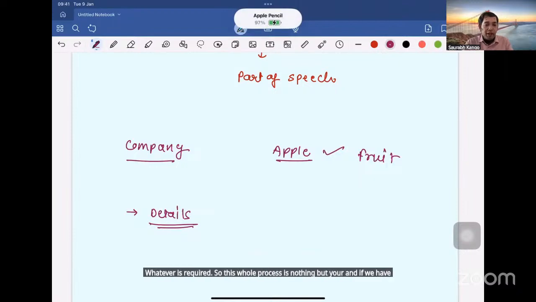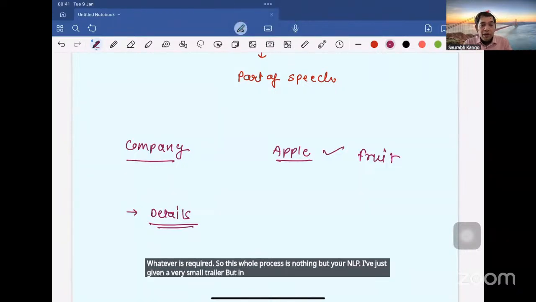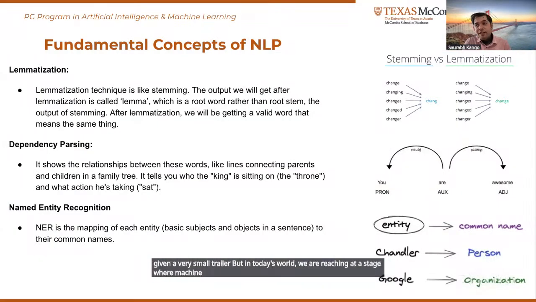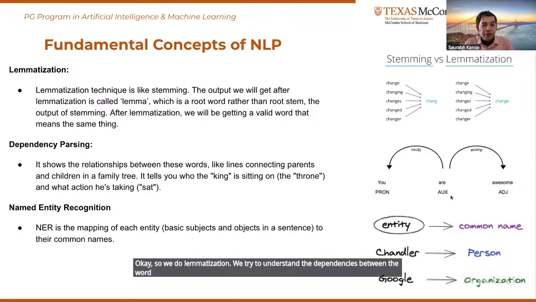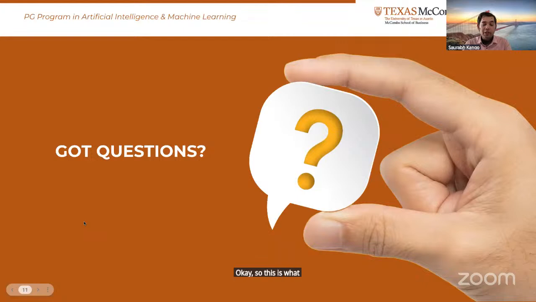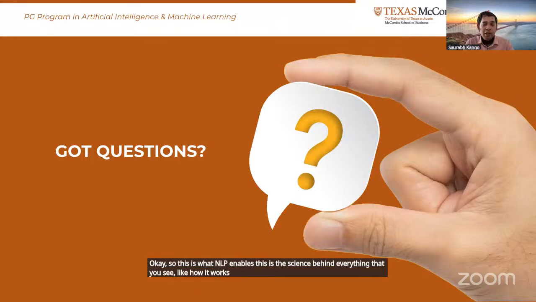I've just given a very small trailer, but in today's world we are reaching a stage where machines can understand what humans are saying using all of these concepts that I just explained to you. So we do lemmatization. We try to understand the dependencies between the words and their tenses, figure of speech and part of speech. And once he gets that, he will try to do the named entity recognition, that is the connection between the words. So this is what NLP enables. This is the science behind everything that you see, how it works. This is the basic thing that we have covered.